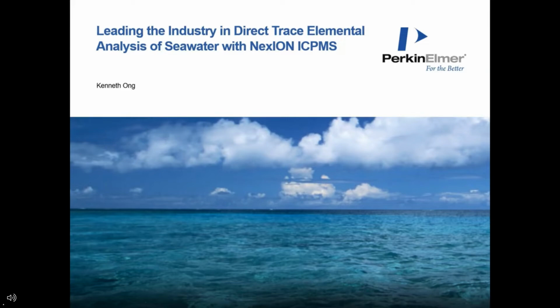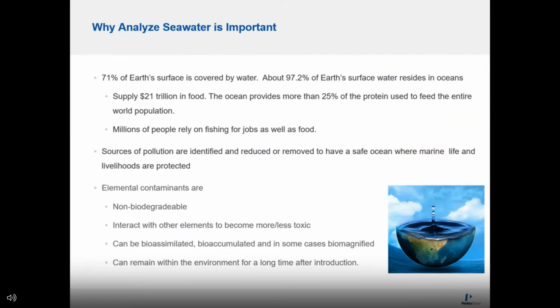and to look at some of the works done by Dr. Singh. Now, about 71% of Earth's surface is water, and of this 71% of Earth's surface water, about 97% are covered by the oceans. You probably also know that entire populations obtain 25% of the proteins we consume from the oceans, and that is about $21 trillion in food supplies. The oceans, on top of providing us food, is where millions of people rely on fishing to make their livings.